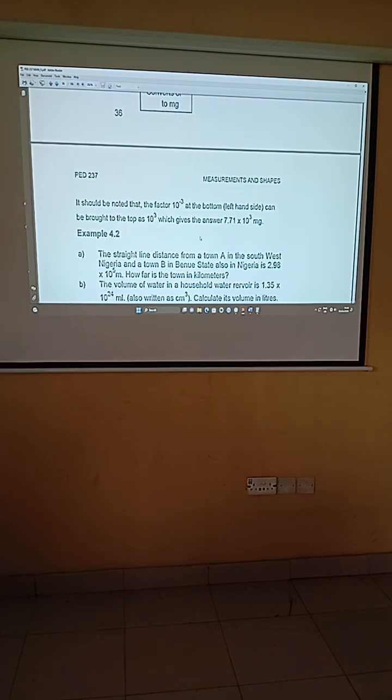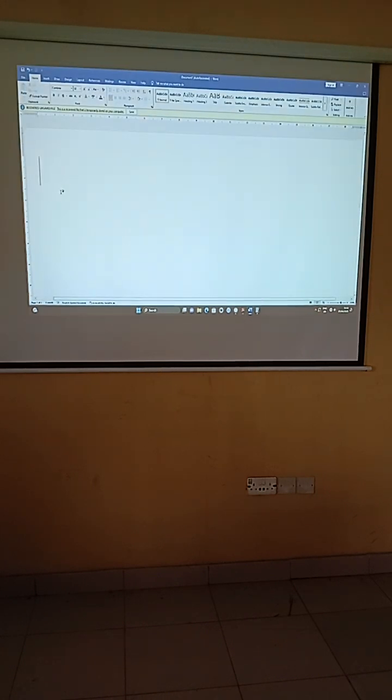So I will exemplify this in our next sheet. So we are given 7.71 gram to milligram. What they did there, though there are some typographical errors, was very simple. 1 milligram gives us 10 to power minus 3.